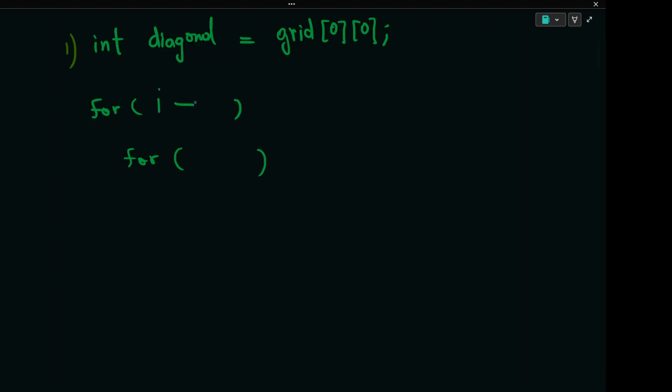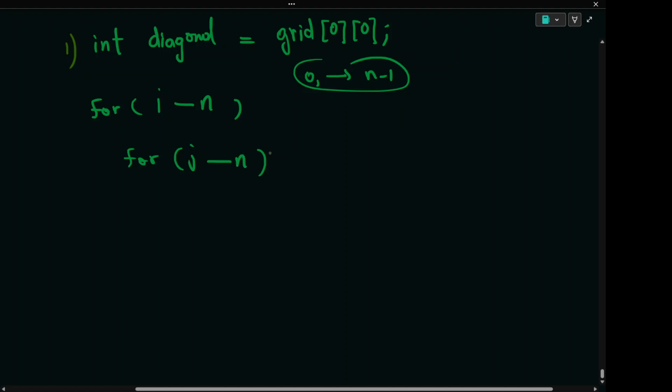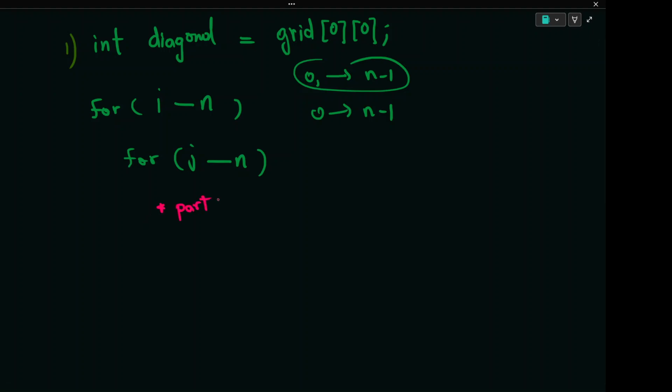The first one will go from i to n, that is nothing but 0 to n minus 1. And the second, j, will go again from 0 to n minus 1. Correct. Now part 1 of the solution. What did we see? We saw part 1. Let me write it like this: part 1, diagonals.